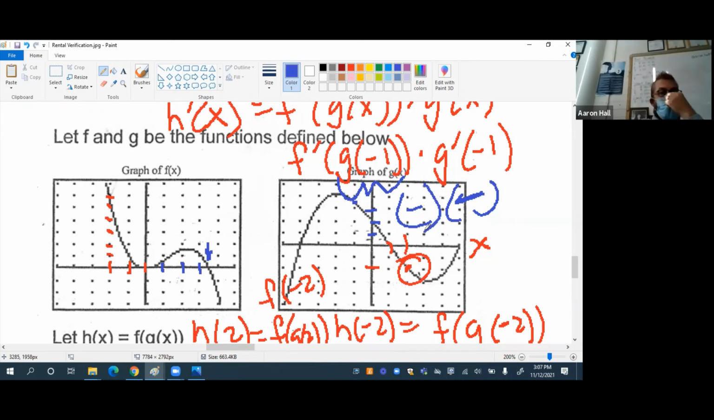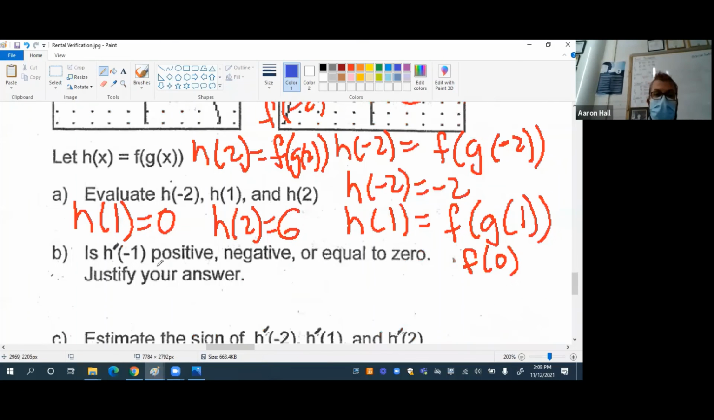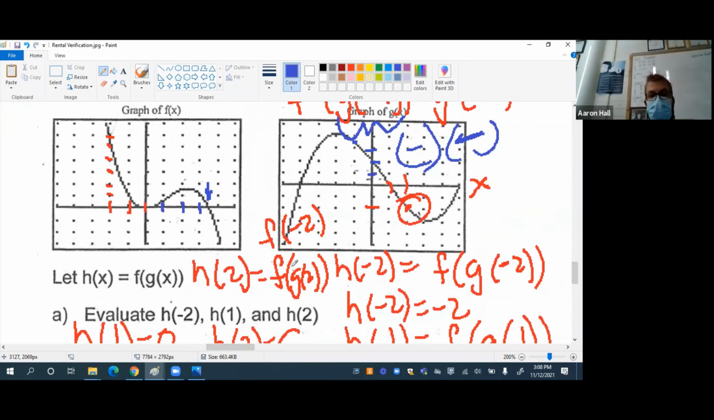So my slope at h prime of negative 1 is going to be what? Positive.